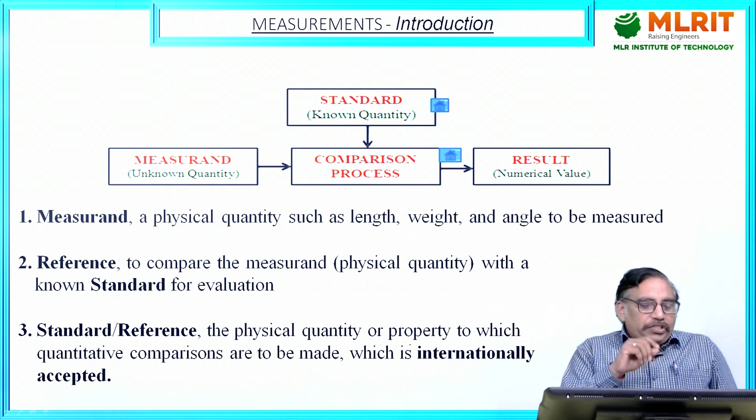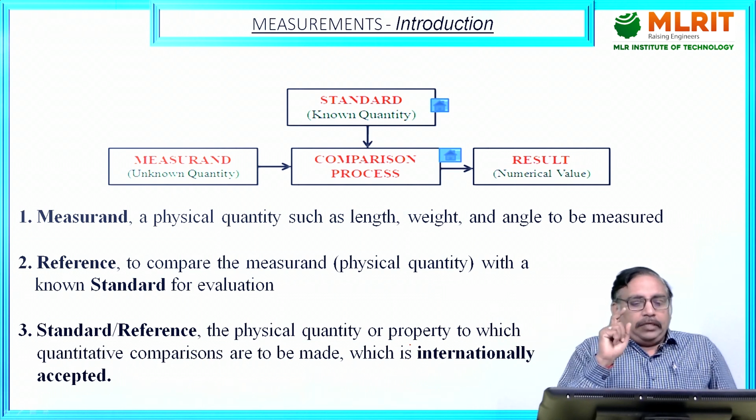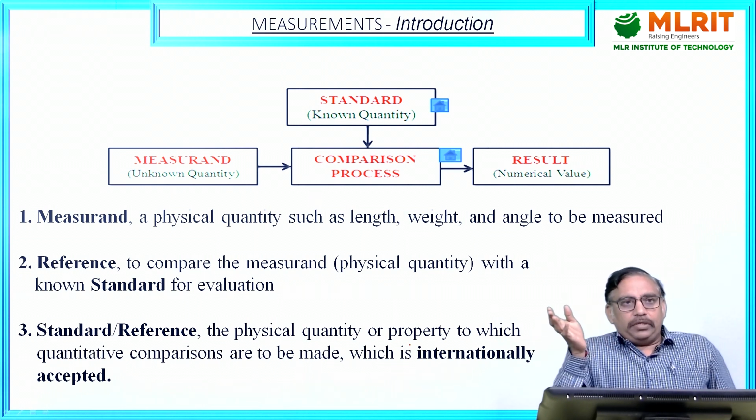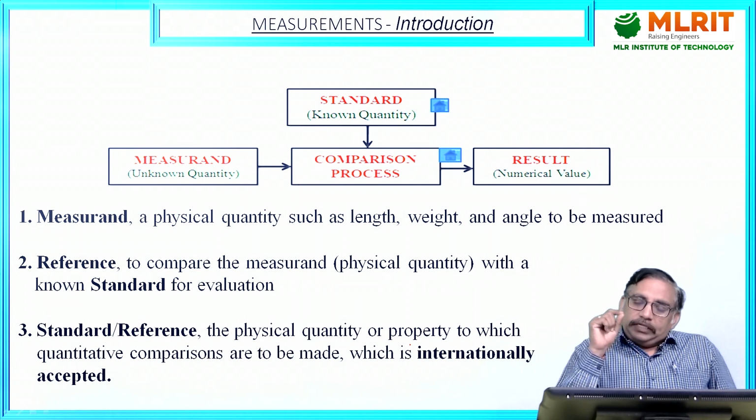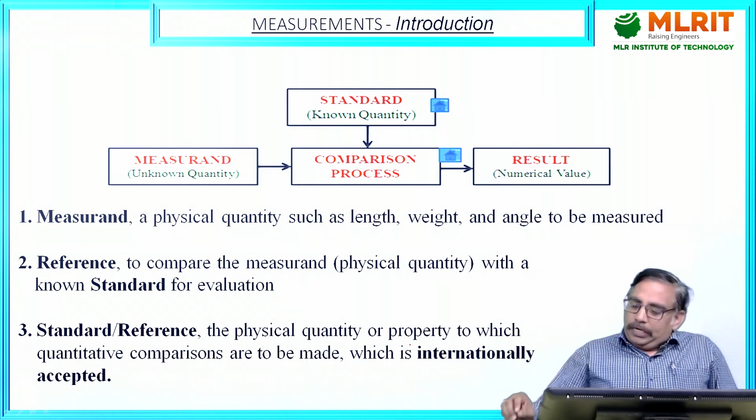be received. So measurement is nothing but a physical quantity such as length, weight and angle to be measured, and references to compare the physical measurement with a known standard for evaluation. Then standard is simply the physical quantity or property to which quantitative comparisons are to be made, which is internationally accepted. So here we are mentioning national, not only national, even for international acceptance it should be given.